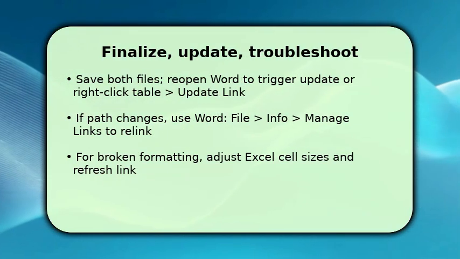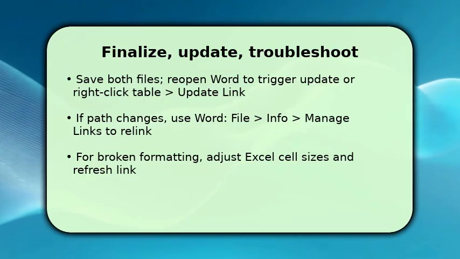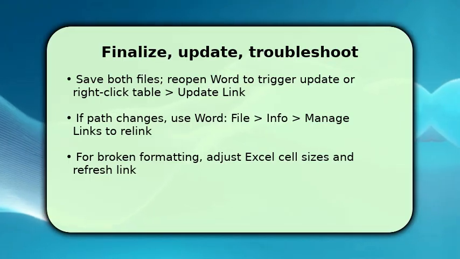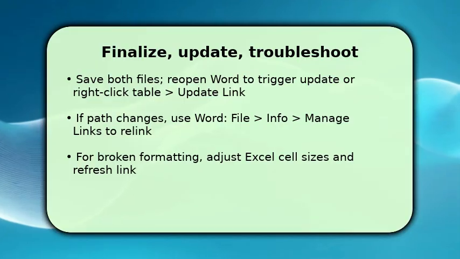Finish by saving Excel and Word so the link persists. Once done, reopen Word or right-click the object and choose Update Link to pull the latest data. This is how updates propagate. If the source file moves, use Word's Link Manager to relink to the new path. Otherwise, the table will show errors.